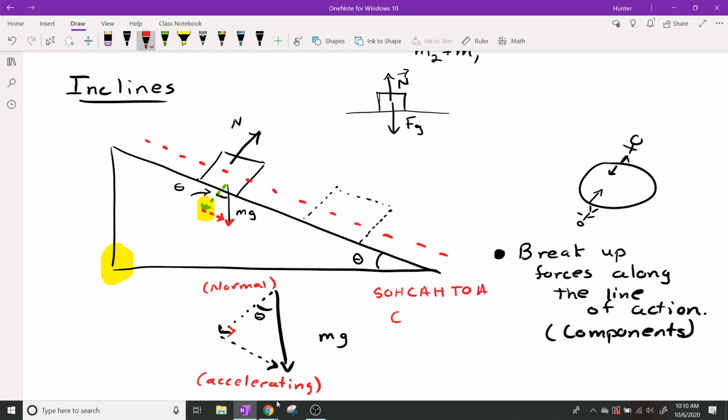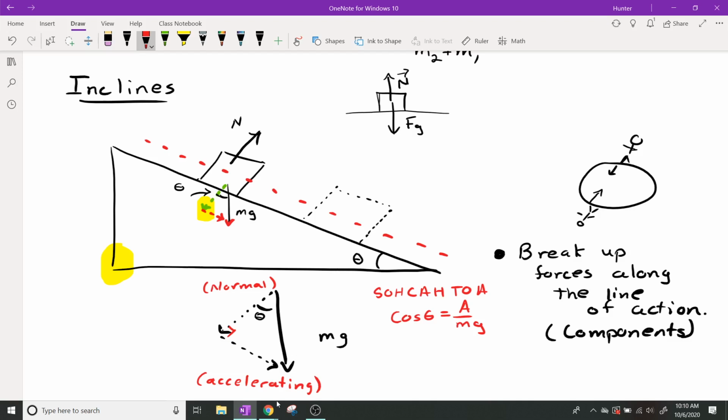Okay, the cosine of the angle is equal to the adjacent over the hypotenuse, but instead of writing hypotenuse, I'm just going to put in mg because we already know that that's gravity. We already know that that's mass times 9.8 meters per second squared. It's pretty easy to find the mass, and it's pretty easy to know that we're on Earth. So those two numbers should be known.